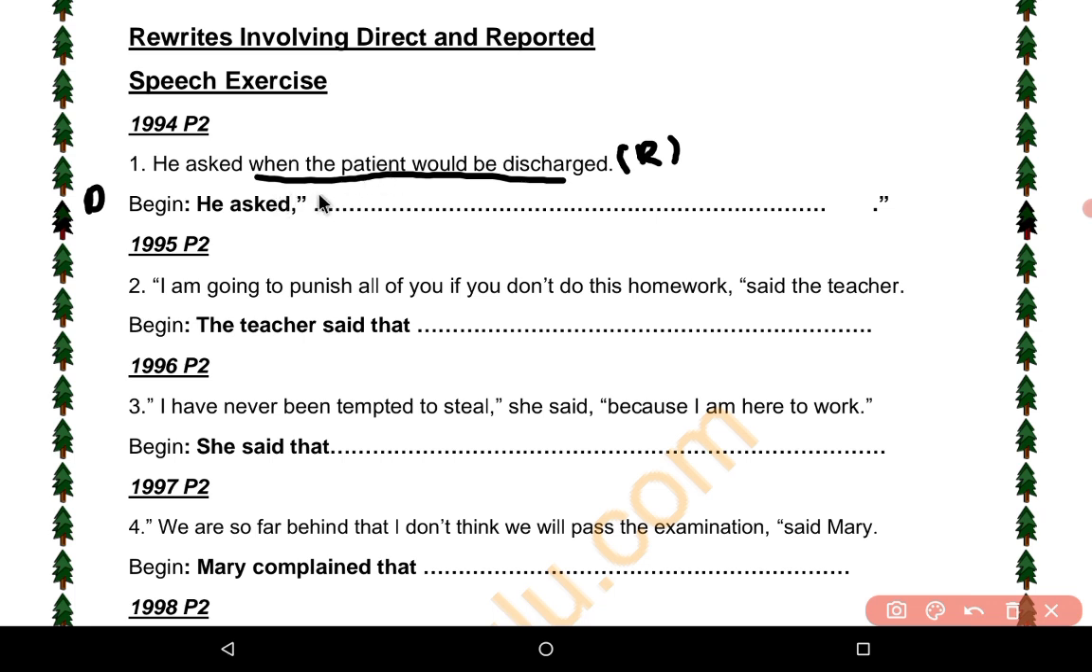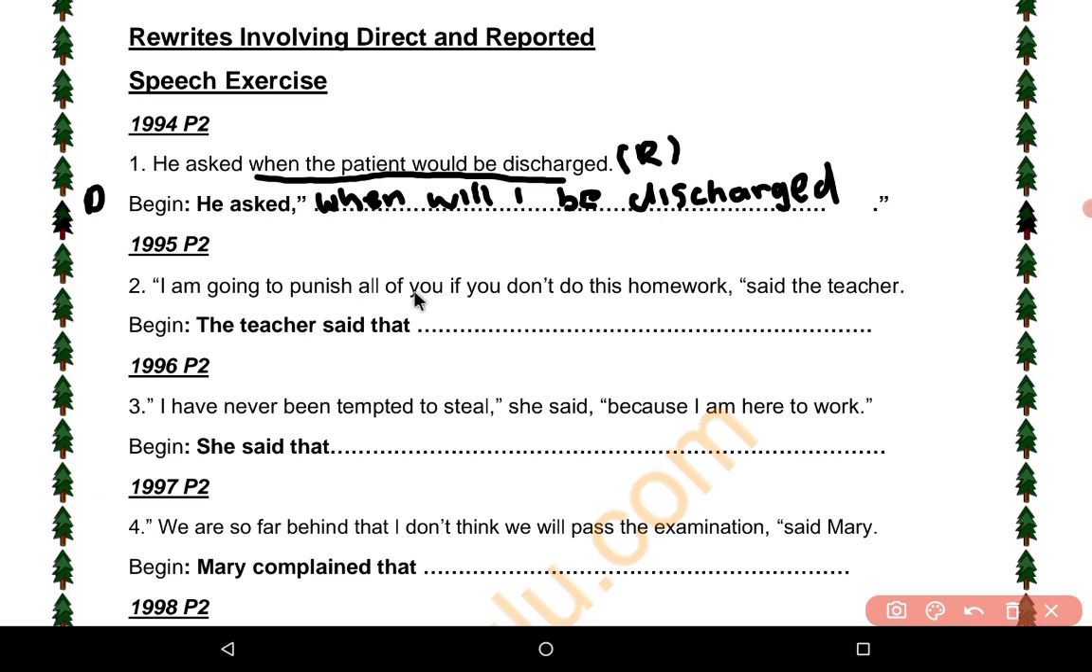So you're going to start with when, would changes to will. Now you should sound like you're the one speaking. So, when will I be discharged? So you've converted this question to what? To direct speech. There's nothing much confusing here so long as you just understand. Let's look at this one.